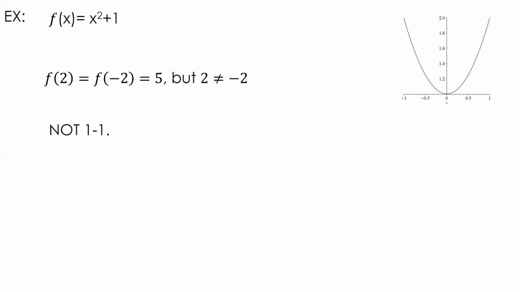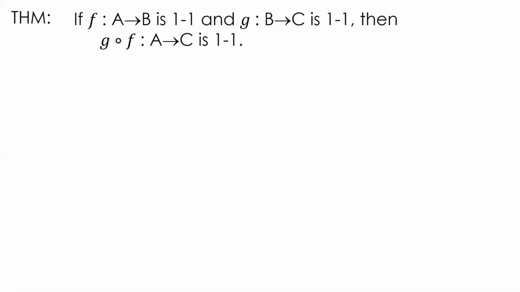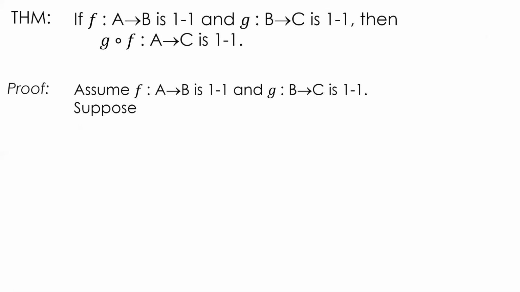So now we'll look at some theorems. If f is one-to-one and g is one-to-one, then the composition is one-to-one. You just said it, but shorter than what it said. So the composition of one-to-one functions is one-to-one. So let's prove this. Assume f and g are one-to-one.